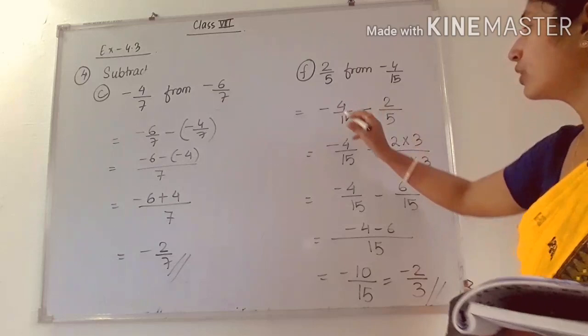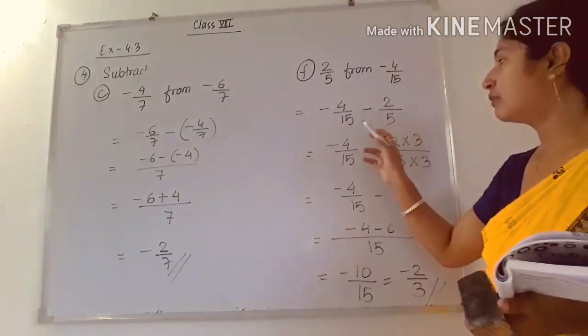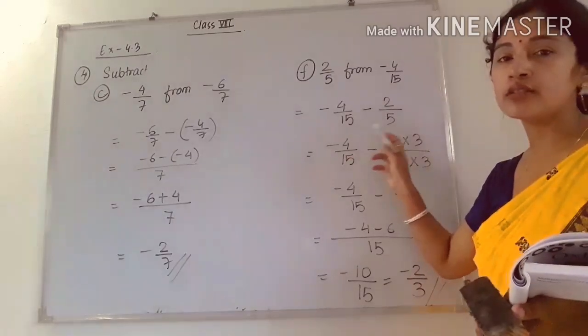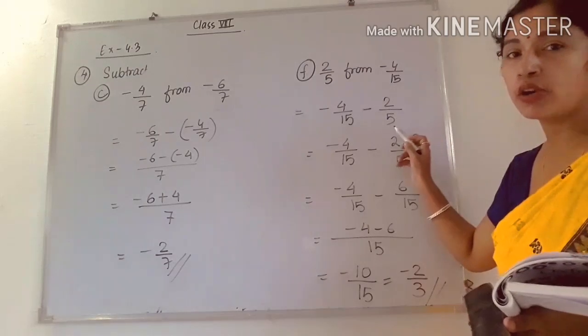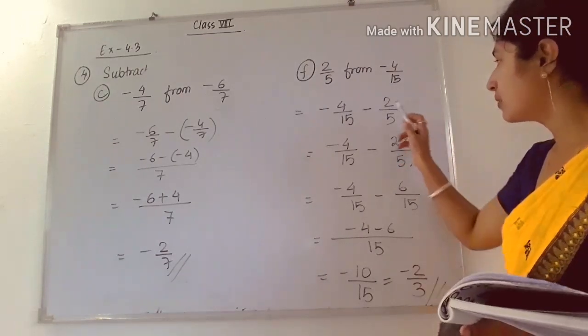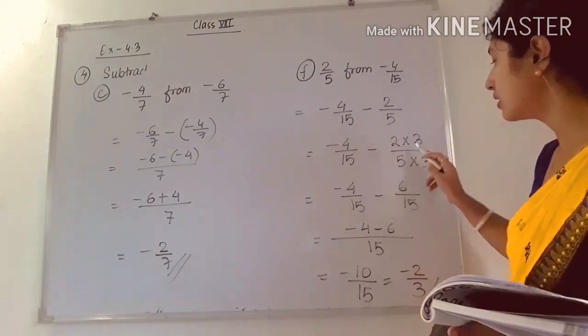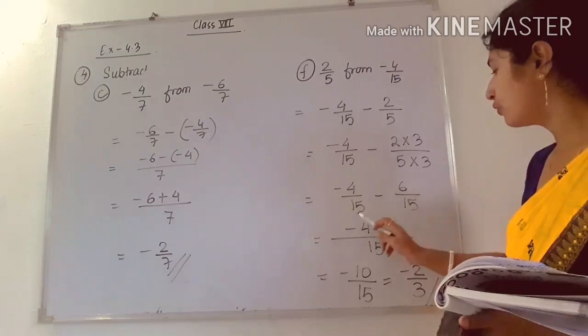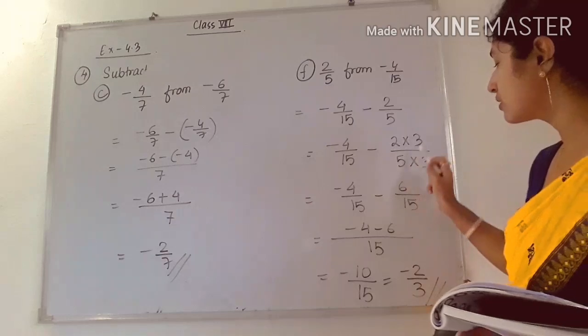Okay. So next we have to check the denominator. See here, one denominator is a multiple of the other denominator. So you have to convert 5, that is the smaller number. So here I am multiplying 5 with 3. Similarly in the numerator we have to multiply it by 3. So 2 3s are 6, 5 3s are 15. So the 15 denominator is the same. So here it is 15 minus 4, it is minus 6.